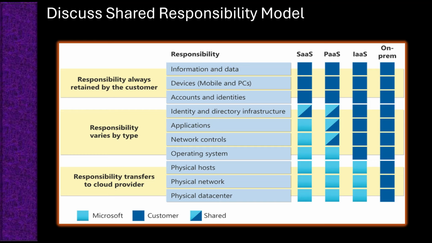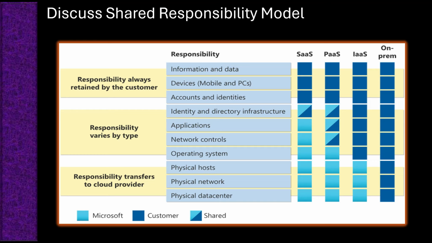When customers consume SaaS, it delivers fully managed applications over the internet. In this case, customers use the software without worrying about the infrastructure, platform, or application maintenance. For example, when using Microsoft 365, the provider ensures the applications such as Outlook and Teams are running securely and are updated. But the customer is responsible for managing who has access to those tools and protecting the organization's data within them.